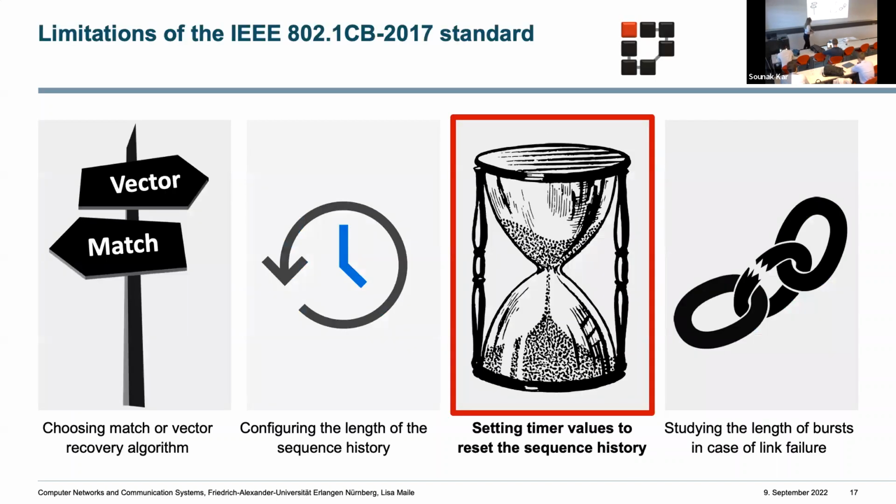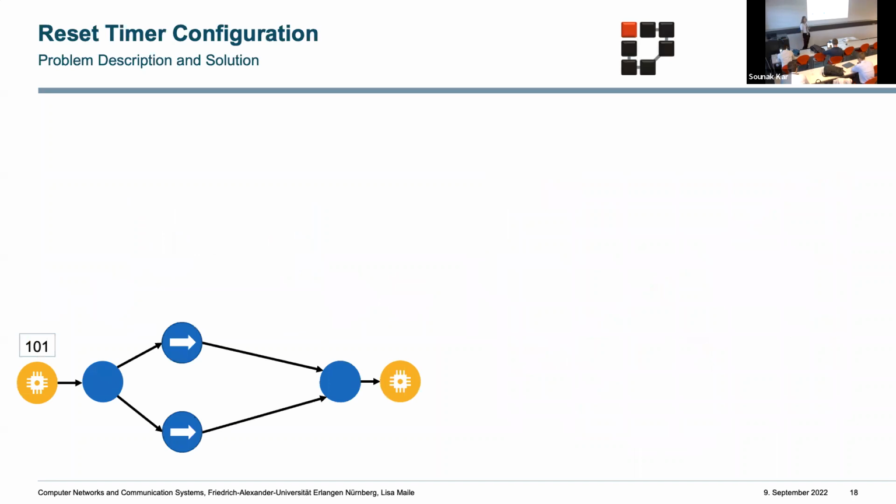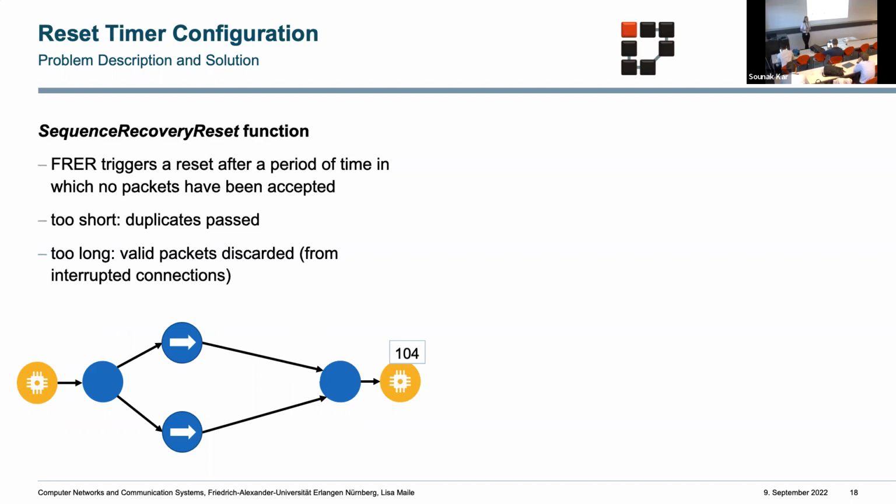One more problem that we have not thought about is what happens if a packet is lost before it is duplicated? Then an arbitrary number of packets could be lost. So of course, the next interval which arrives can be outside of the interval of the history length. And for this reason, FRER has introduced a timer. This timer resets the sequence history. But if it is too short, then before a duplicate would have arrived, we have reset the history, and therefore duplicates would be passed. If it is too long, new packets would be discarded.